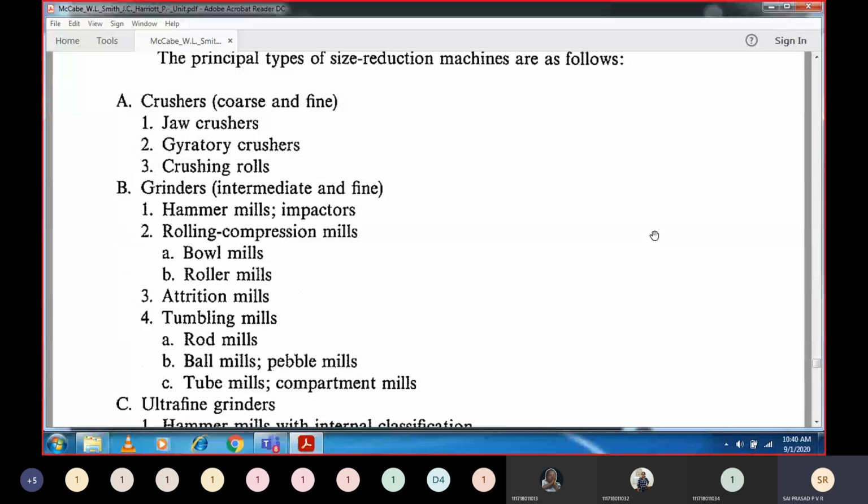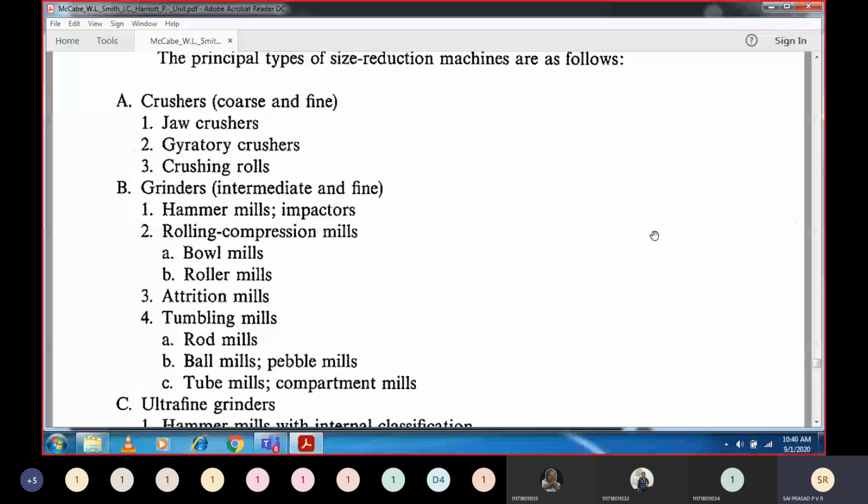Why fine? Because we are dealing with heterogeneous materials. When we apply force on the particles, there is also a chance that we may get very small particles as well. So from the crusher, if you do sieving, you will have some particles in the fines also. It doesn't mean that all the particles can be measured in terms of inches or centimeters.